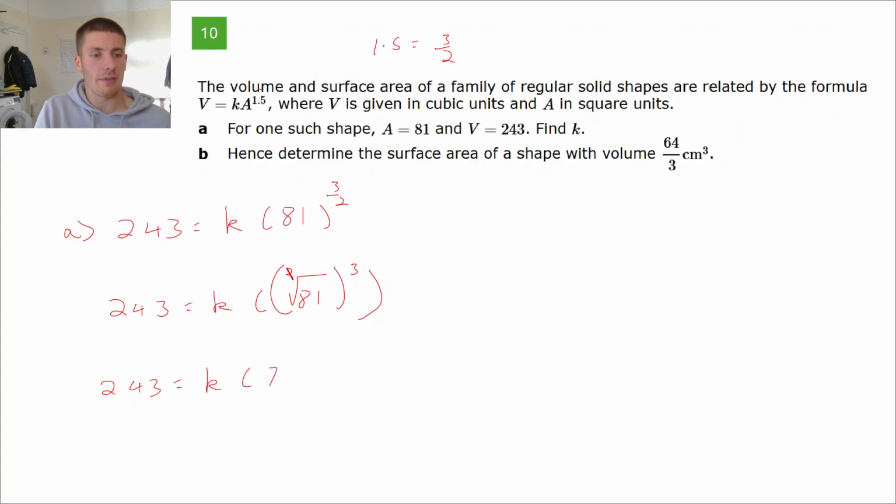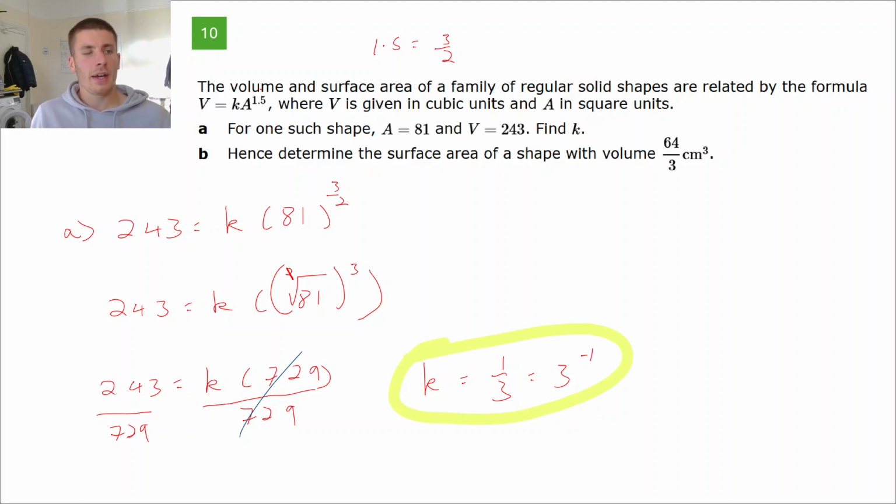So K, 729. And then if we divide everything through by 729, this is going to cancel. And K is going to be equal to 243 divided by 729, which is 1 over 3, which is the same thing as 3 to the minus 1. So K is equal to that for part A.